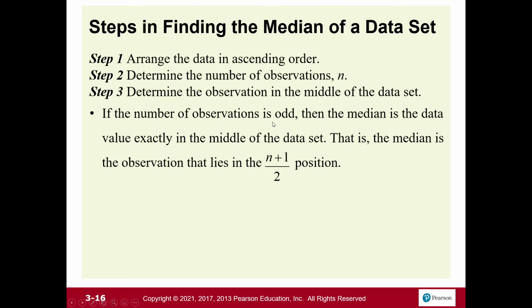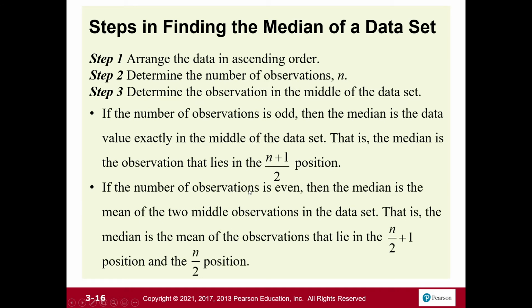If you're dealing with an odd set of data values, then the median will be exactly in the middle. There'll be an even number to the left of the median and an even number to the right of the median. If the number of data values is even, then the median will be the mean of the 2 middle values once you place them all in order.